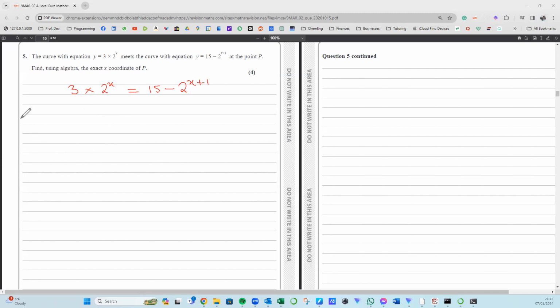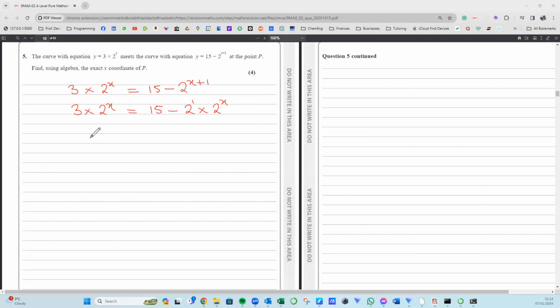So what we do from here is keep the left-hand side as it is for now, and we're essentially going to change the right-hand side. We're going to change it by doing 2 times 2 to the x. The reason that this works is because 2 is essentially 2 to the power of 1, and when you multiply two terms that have the same base number, so the 2, you add the exponents. So x plus 1 gives you 2 to the x plus 1.